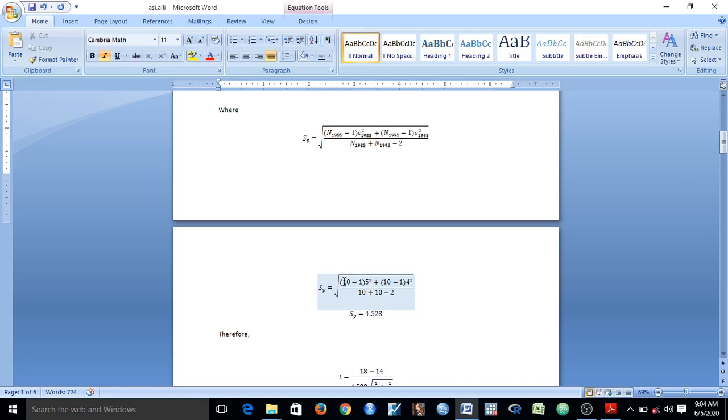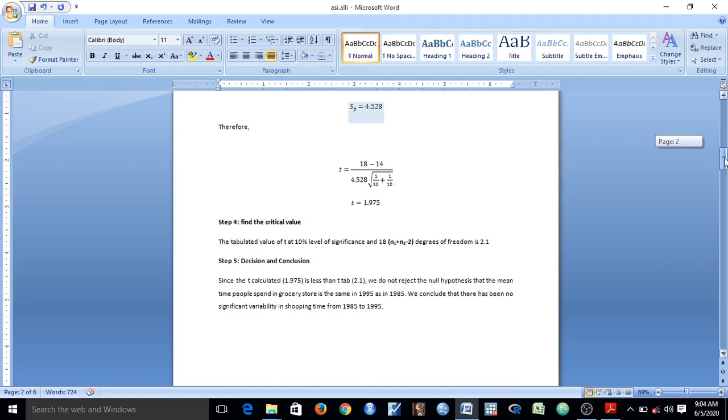So we have n minus 1, which is 10 minus 1, multiplied by s squared, which is 5 squared, plus n minus 1 for the second group, 10 minus 1 multiplied by the square of the standard deviation for the second group, divided by 10 plus 10 minus 2. Then we take the square root. Calculating this gives us 4.528. So the pooled standard deviation is 4.528.